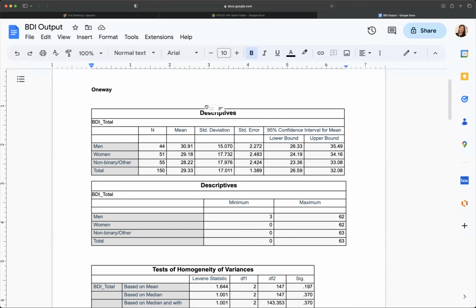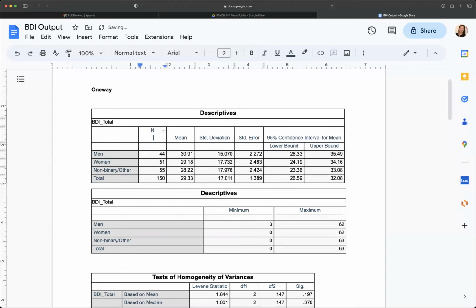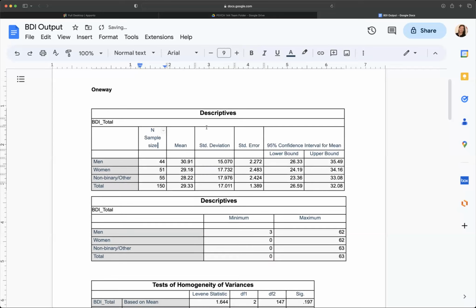Okay, so first, this is our descriptives table. This gives us the sample size N. So I could type this in. It's one of the benefits of uploading this to Word. This is our mean, our standard deviation, our standard error, and then also our 95% confidence interval, which you don't need to worry about for this.